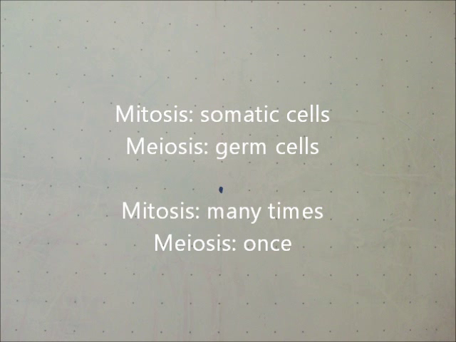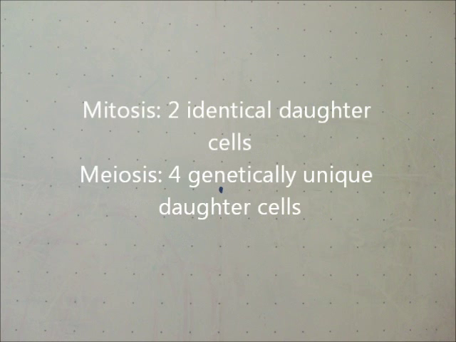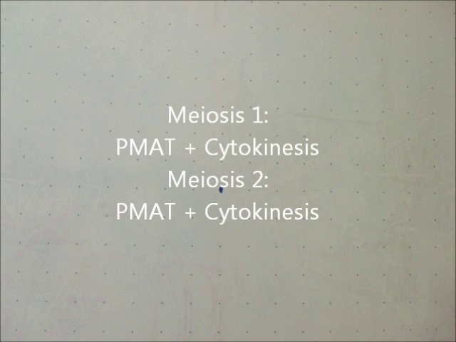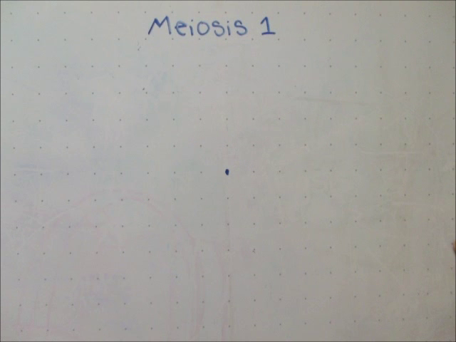Meiosis is a special process that results in special cells. Only germ cells undergo meiosis, and unlike mitosis, a cell can only go through this process once. The end result of meiosis is 4 genetically unique daughter cells, used for sexual reproduction and genetic recombination. Because we're producing more cells, this process is a little longer. It is broken up into 2 sections, meiosis 1 and meiosis 2, but each contains the same phases as mitosis, with slight alterations.